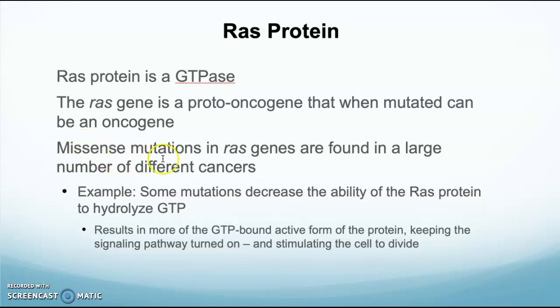What ends up happening is there's a missense mutation in these genes, and we see this in a large number of these RAS genes. Those mutations then decrease the ability of the RAS protein to actually break down GTP, and it becomes bound by this GTP. And what that means is that the protein is in its active form, and it keeps that signaling pathway turned on, basically saying to the cell, you need to divide non-stop.